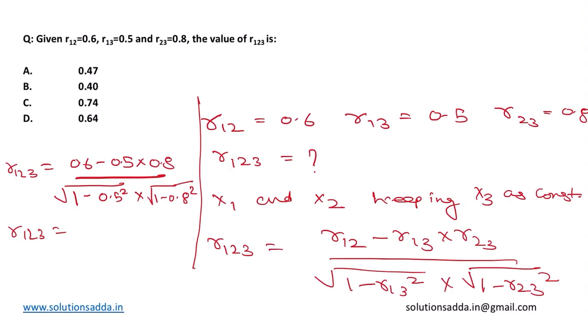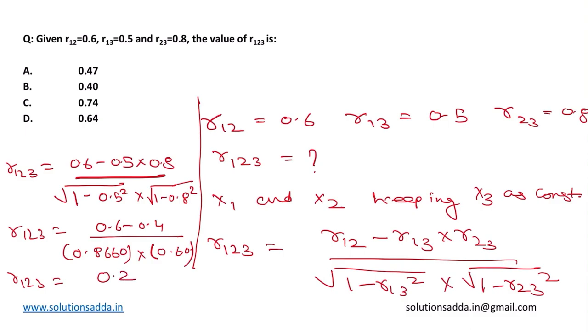R123 will come to us as 0.6 minus 0.4, divided by 0.8660 into 0.60. So R123 will come to us as 0.2, it is approximate, divided by 0.5, which is nearly equivalent to 0.40.